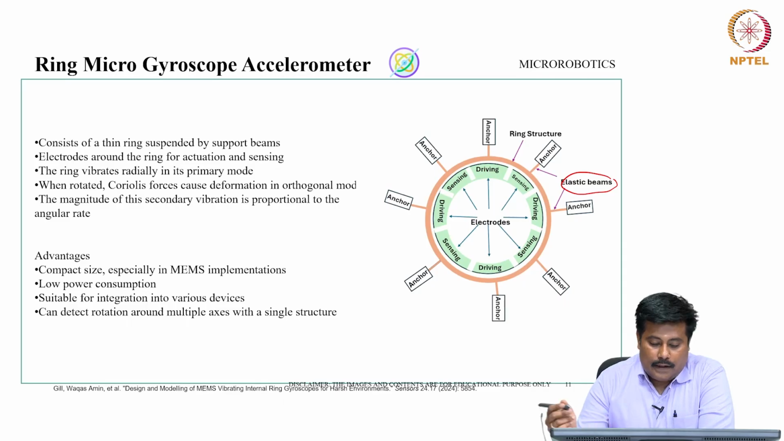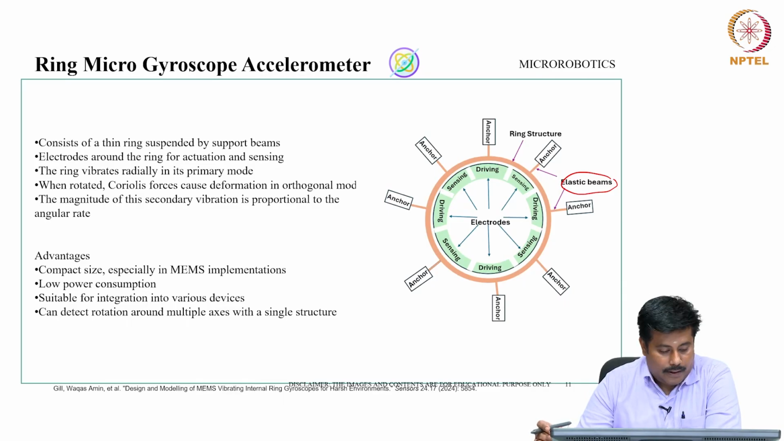Ideally it consists of a thin ring suspended by support beams, with electrodes around the ring for actuation and sensing. The ring vibrates radially in its primary mode. When rotated, Coriolis force causes deformation in an orthogonal mode. The magnitude of this secondary vibration is proportional to the angular rate.